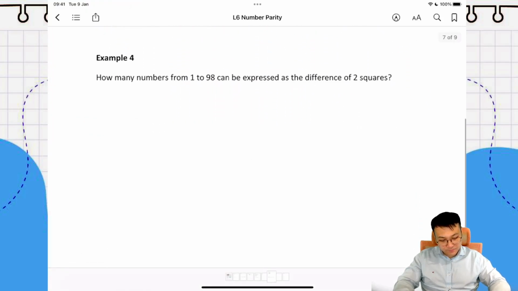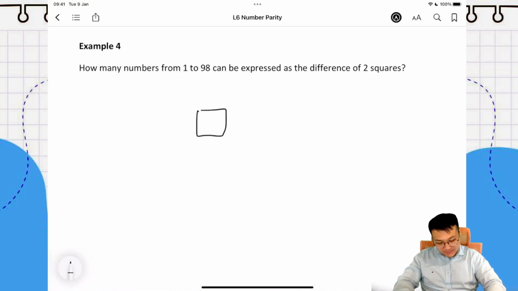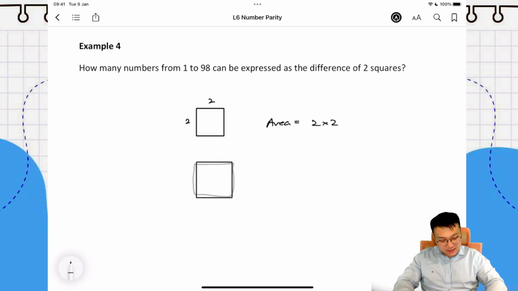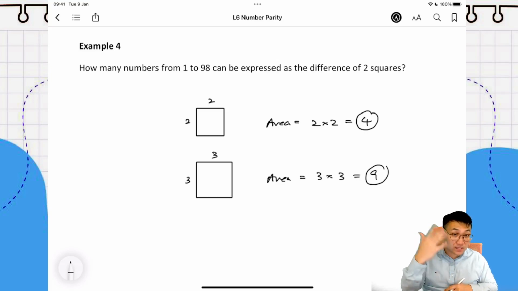Now let's do example 4. How many numbers from 1 to 98 can be expressed as the difference of 2 squares? Okay, firstly, let's draw a square. Students, how do you find the area of a square? If the side length is 2, you just take 2 times 2, right? If the side length of the square is 3, you take 3 times 3, right? Guess what? These numbers 4 and 9 give you the area of a square. You call them square numbers because they give you the area of a square.